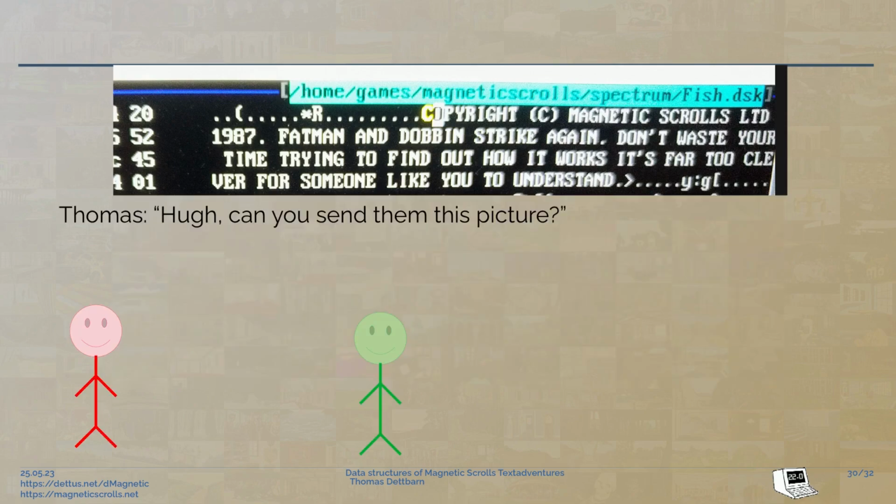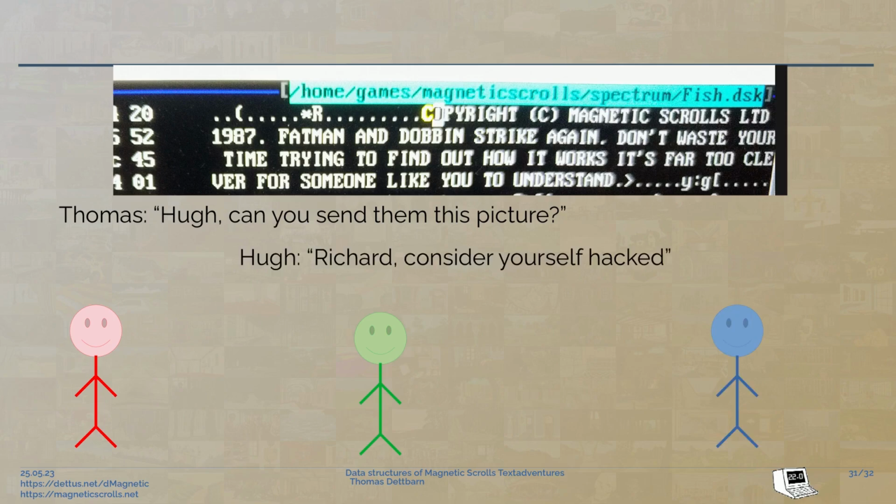So I got in contact with Hugh Steers. He was the founder of Magnetic Scrolls. And I asked him, Hugh, can you send those guys this picture, please? So he sent this picture over to Richard, with the line, "Richard, consider yourself hacked." And Richard, aka Fatman's reply was, "Okay, I got hacked."